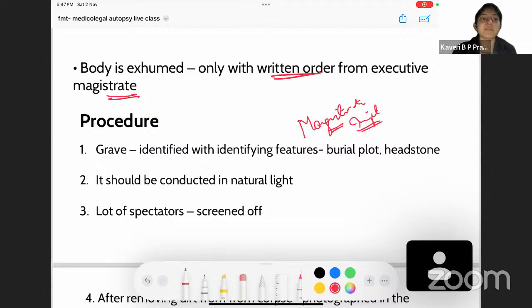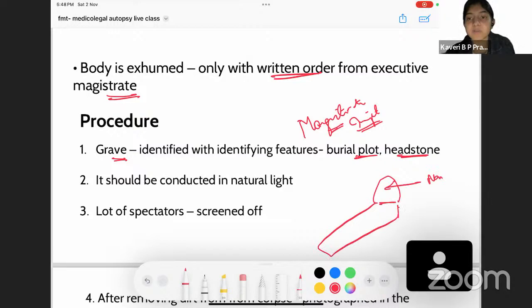So what is the procedure of this? You have to identify the grave, you have to identify the body. And how do you identify the grave of the person? You identify it based on the burial plot and headstone. There will be a headstone upon the grave, where the name of the person and other details will be mentioned. So you look at it and you identify the person.